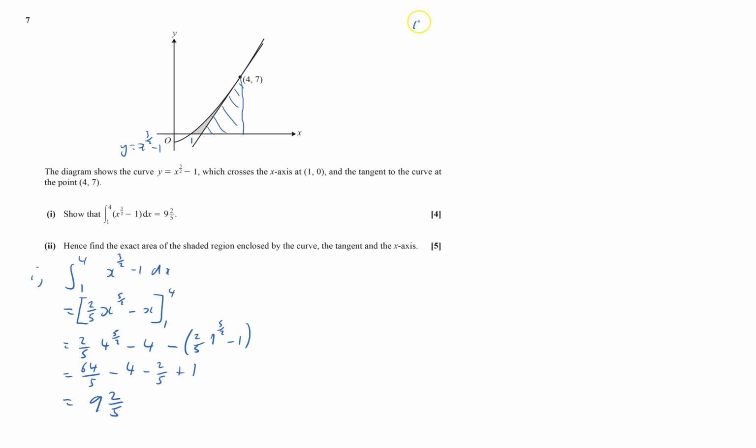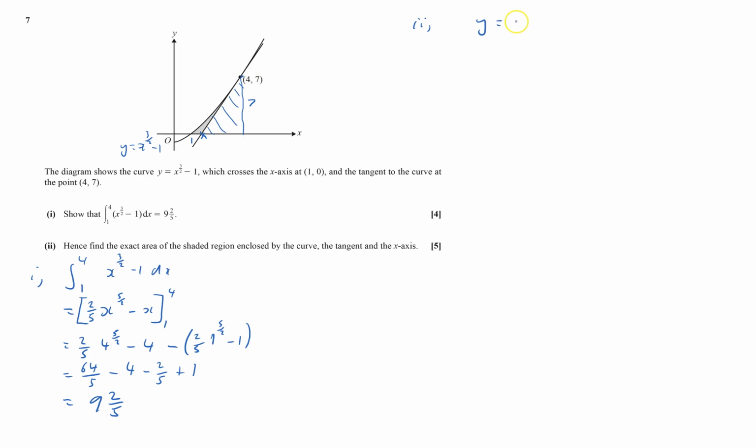So I'm going to do it up here. I'm going to do the area as a triangle. I need to know what that point is there, because then I'll be able to work out half the base times the height. I know the height is 7. So in order to work that out, I need the equation of the tangent, and therefore I need to know the gradient when x is 4. To find the gradient, I'm going to have to differentiate.